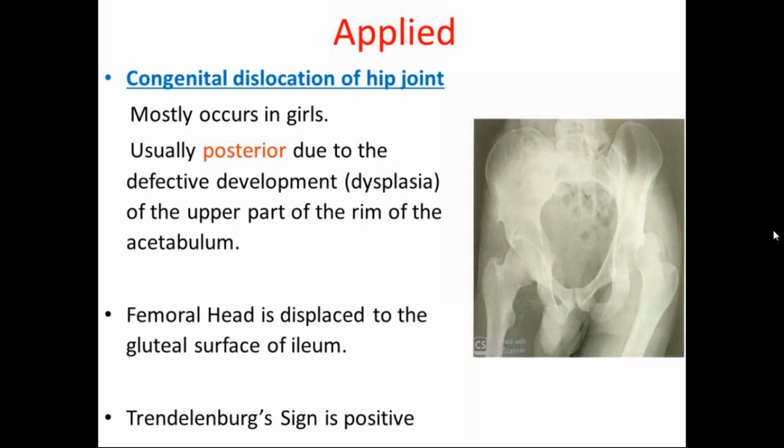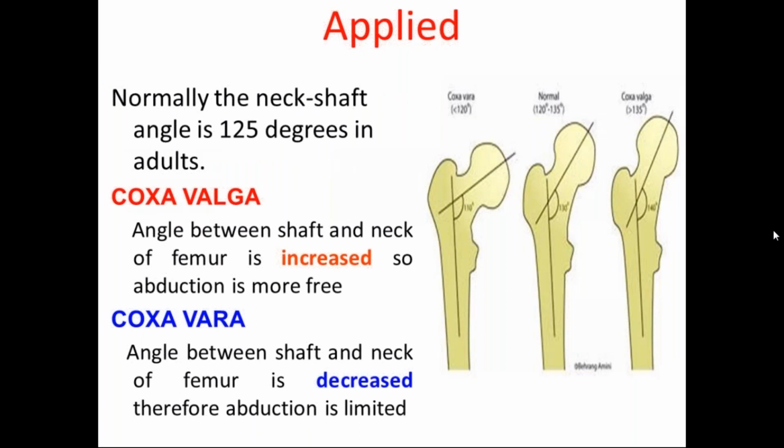Most common is the congenital dislocation of hip joint, which is usually posterior due to the defective development of the upper part of rim of acetabulum. The femoral head is displaced to the gluteal surface of ilium. Also, the normal neck shaft angle is 125 degrees in adults. There is a condition known as coxa valga in which the angle between shaft and neck of femur is increased so that abduction is more free. In coxa vara, the angle between shaft and neck of femur is decreased, therefore the abduction is limited.